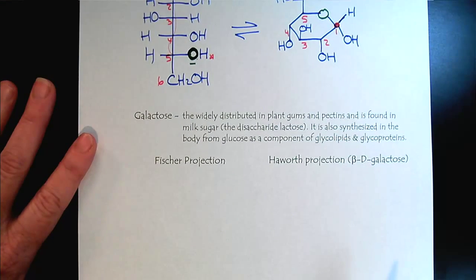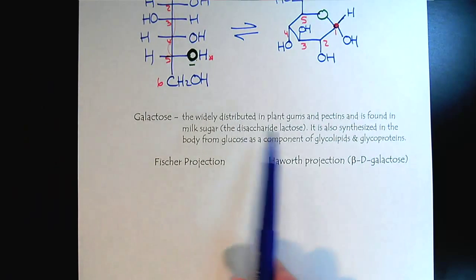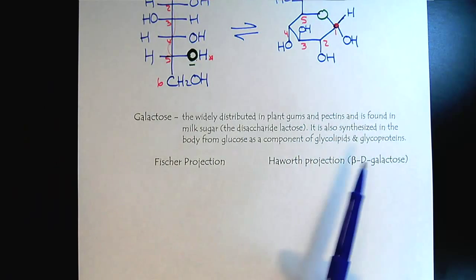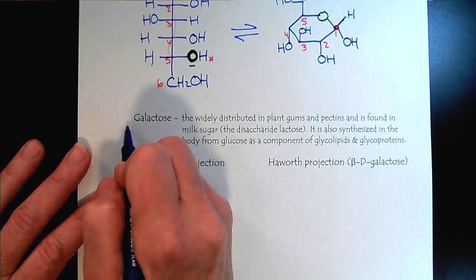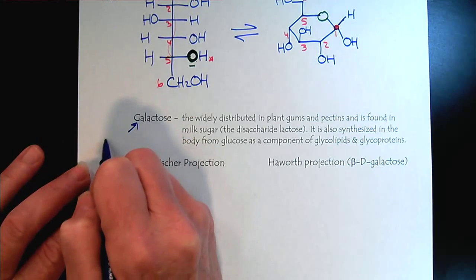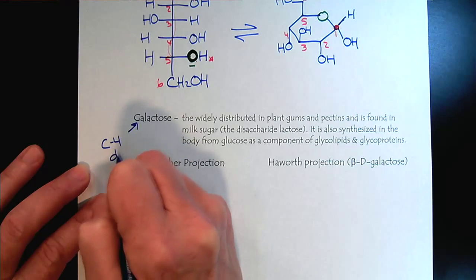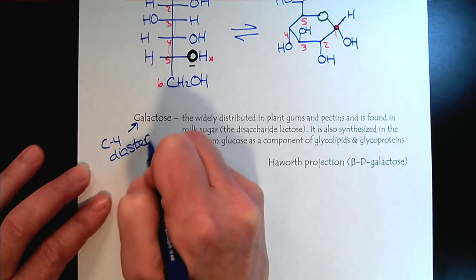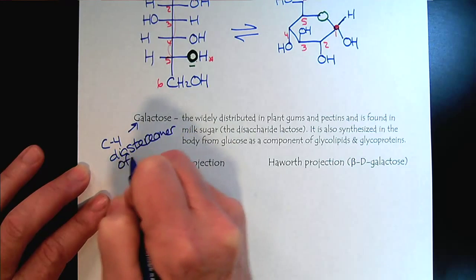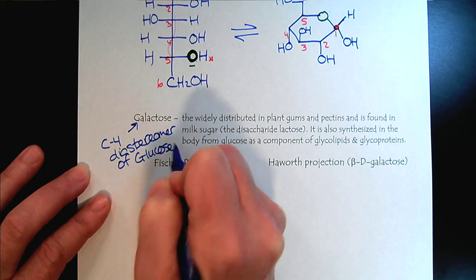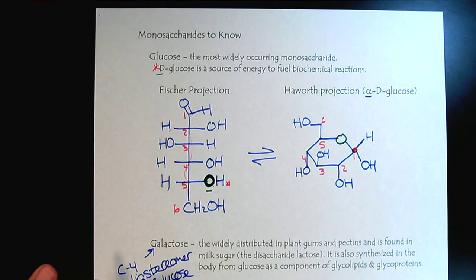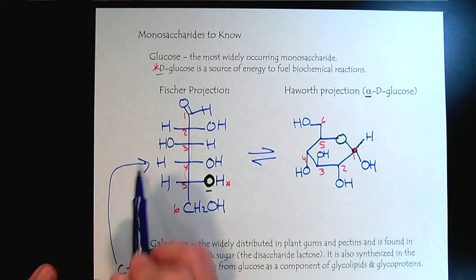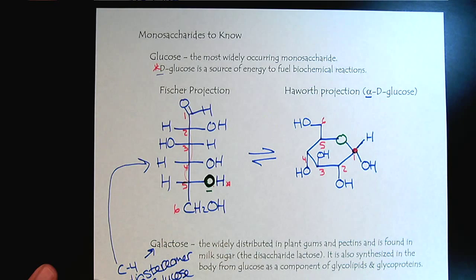Galactose is another sugar that you want to memorize. It's widely distributed in plants and pectins, milk sugar, and it's another important biochemical sugar. Now, the important thing to notice about galactose is it's a C4 diastereomer of glucose. Now, this term I will define for you very soon, but the main thing to keep in mind is the only difference between glucose and galactose is carbon 4.